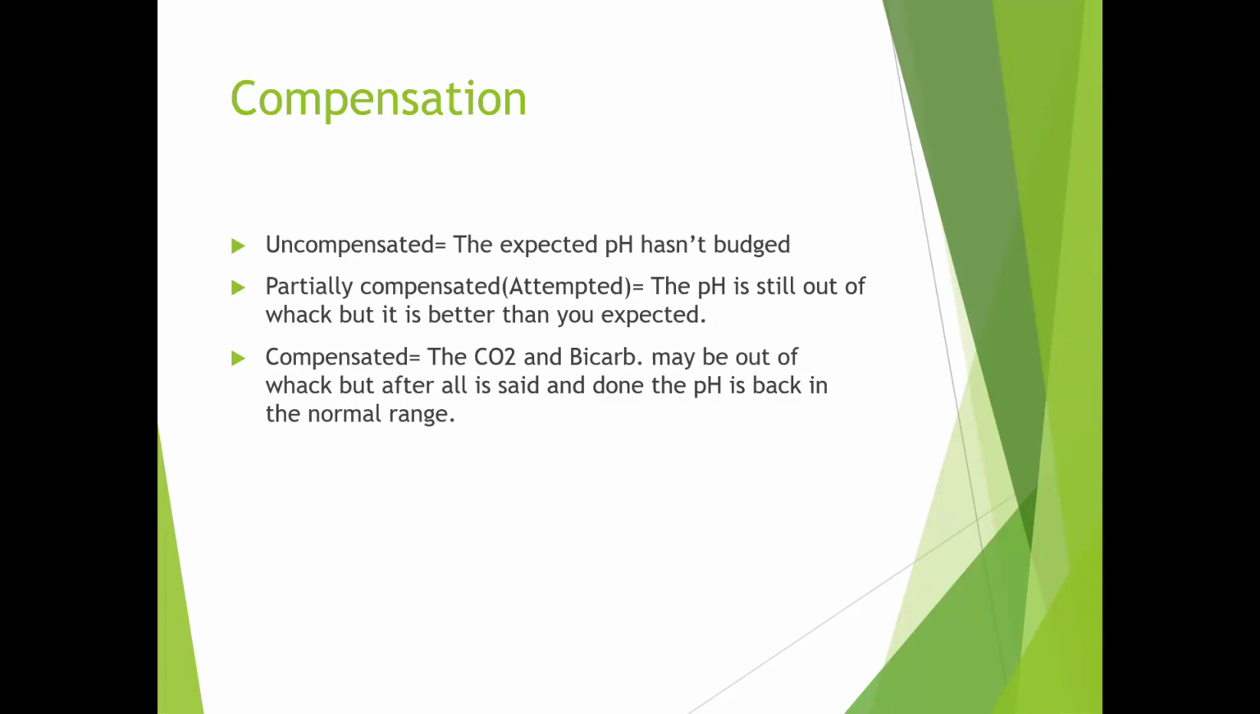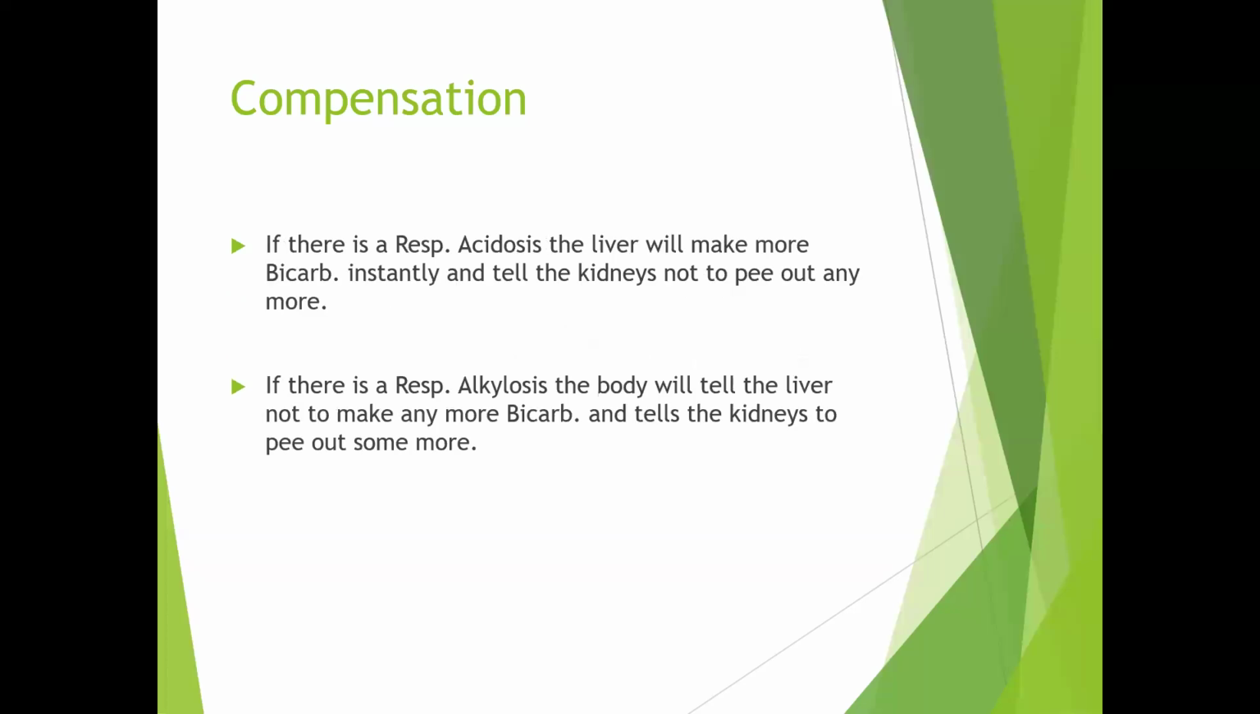And then compensated, home run. The CO2 and the bicarb may be completely out of whack. One might be down, one might be up. Yet, guess what the pH is? In the normal range, because the compensation worked. So the bicarb is 16. The CO2 is 20. They have a metabolic acidosis, pH 7.4, fully compensated respiratory side for the metabolic acidosis. The pH is back in its normal range. Any of those are possible. So it can be an attempt, swing and a miss, an attempt, single, attempt, home run. And it's based on the pH.